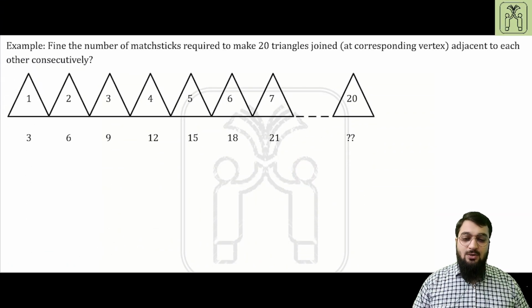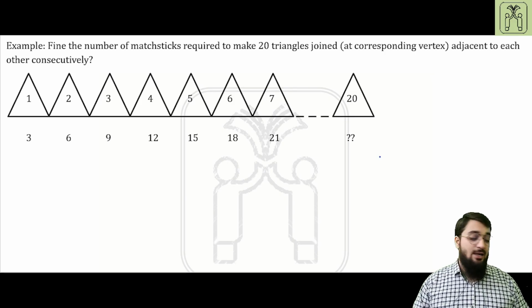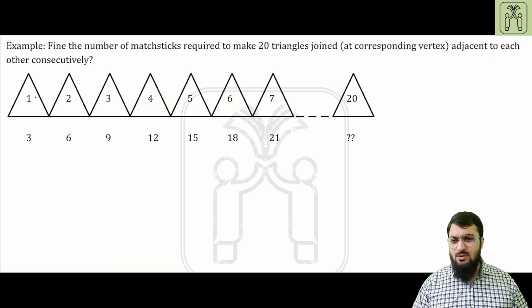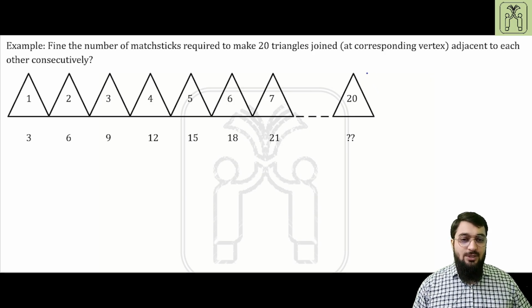So I hope that you have made the notes of my previous video and that you have revised the concept thoroughly. Coming to the example without wasting any time, find the number of matchsticks required to make 20 triangles joined at corresponding vertex adjacent to each other consecutively. So what does that mean? Let me start from the beginning. This is a triangle. Okay, first triangle.